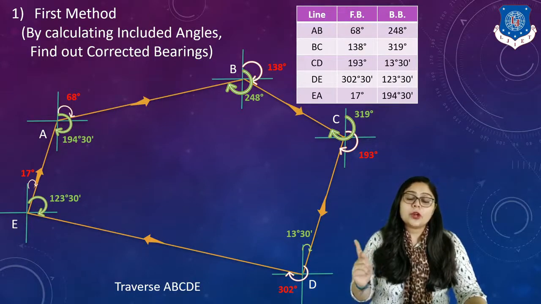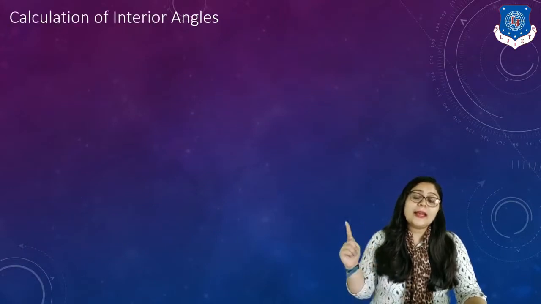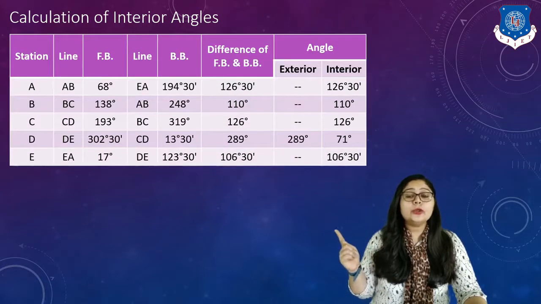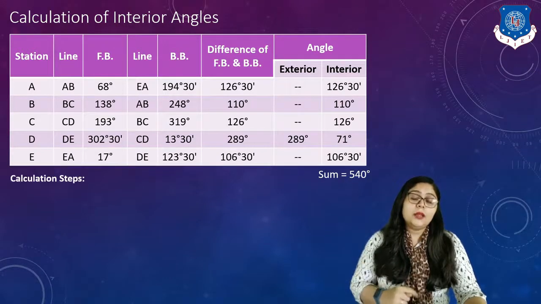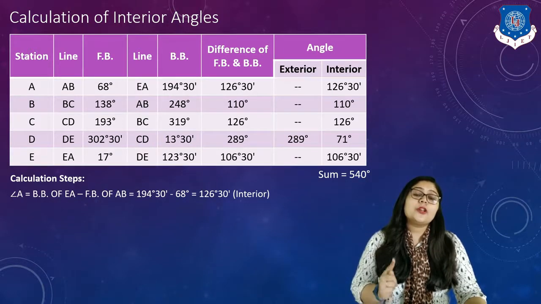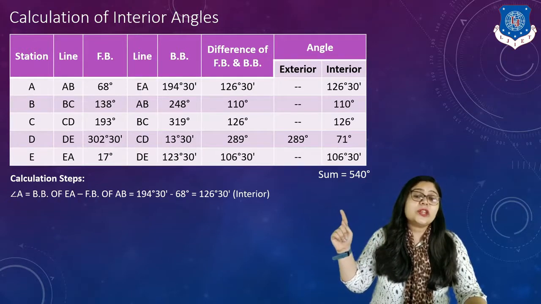Now after drawing the traverse, what do we have to do? We have to check the calculation of interior angles. It is already known to you that you have to make a table, and in this table you have to do the summation of the angles, and for that the different angles can be computed by taking the difference of forebearing and back bearing of lines at that particular station.